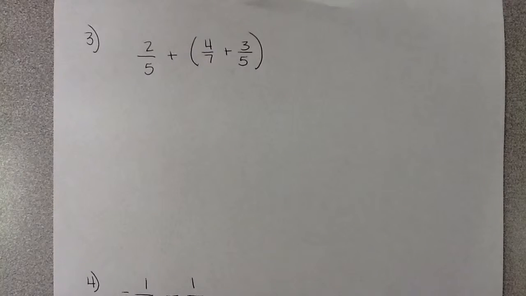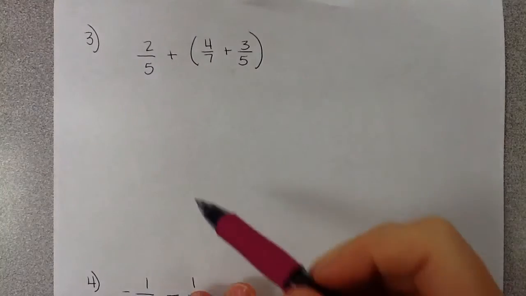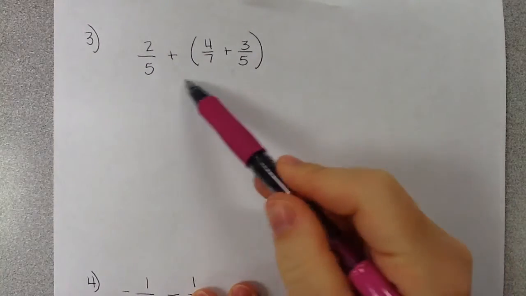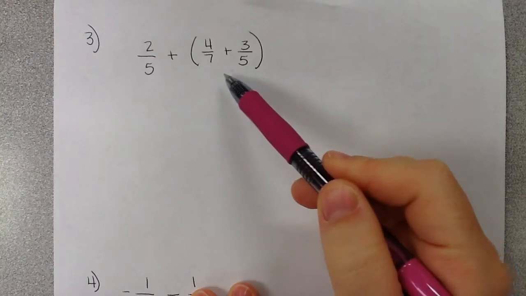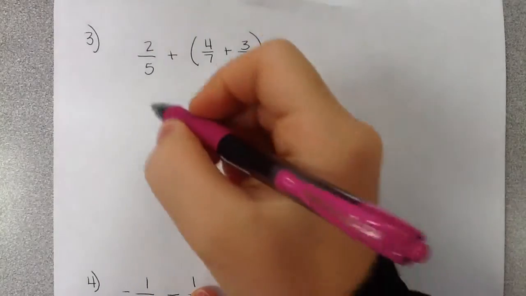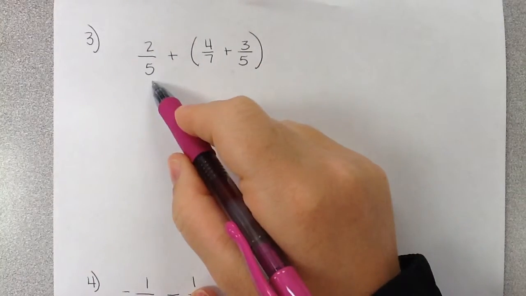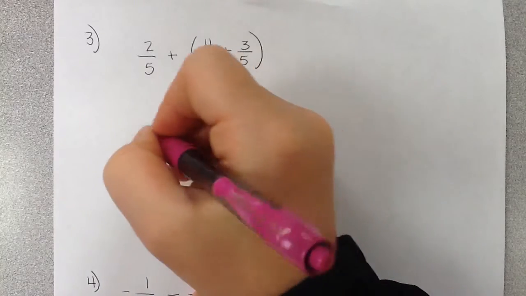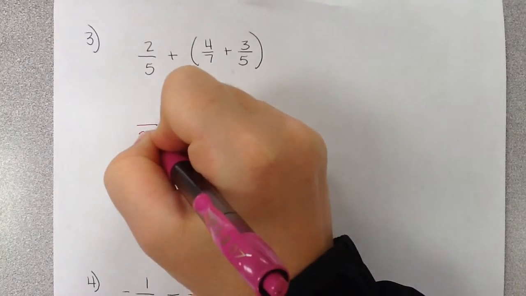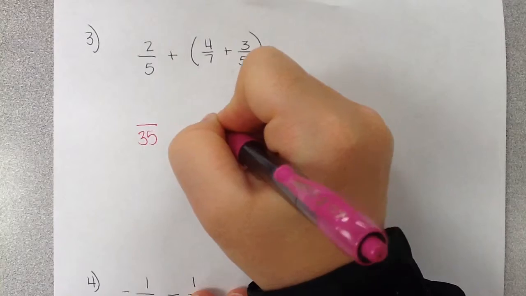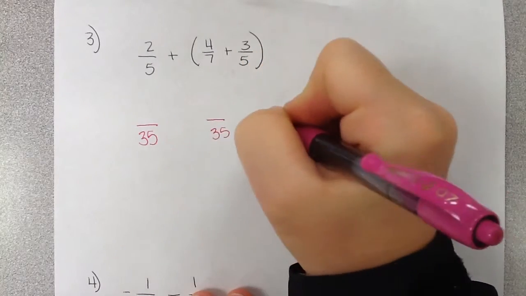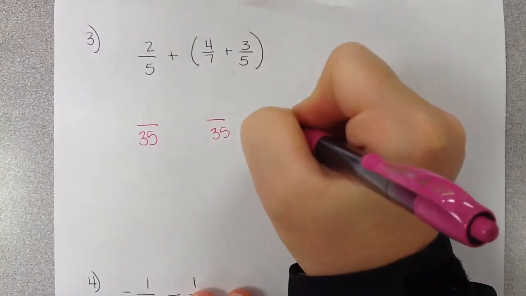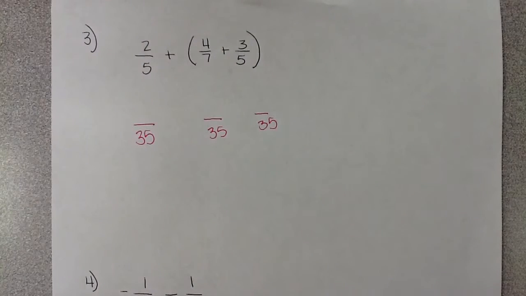Number 3 has 3 fractions. So we need to change all of them to have matching shoes. All of them need to have matching shoes. So 7 and 5. What do 7 and 5 both go into? 35. So I'm going to change all of these to be 35. Go ahead and change the top pieces.